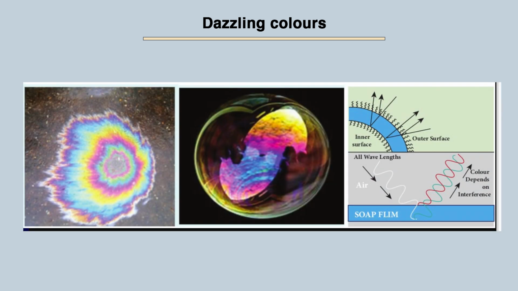So, this is the diagram of the dazzling colors, and the beautiful colors are observed. The first one is petrol sprayed over the road, the second one is a soap bubble, and the next one is a schematic diagram of that.